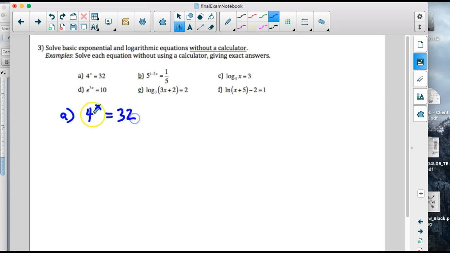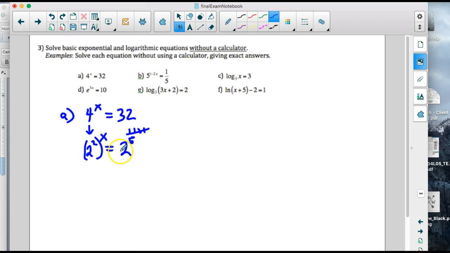So in this case, we want to look at making these both the same base number. There is no common base there. If you multiply 4 times 4 times 4, you don't get 32, so we're going to have to reduce this even more. 4 has to be reduced to a base of 2 because 2 to the second power is 4. So 2 to the second power is then raised to the x power, and 2 to some power is 32. 2, 4, 8, 16, 32. So that's 5. 2 to the fifth power is 32.